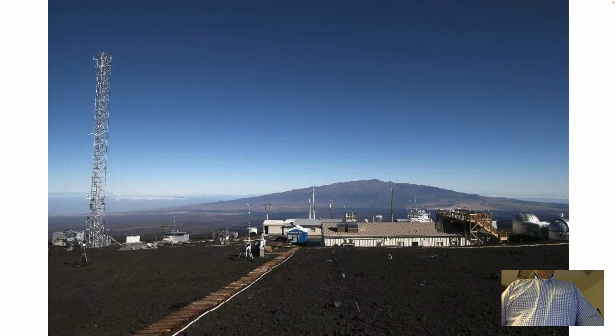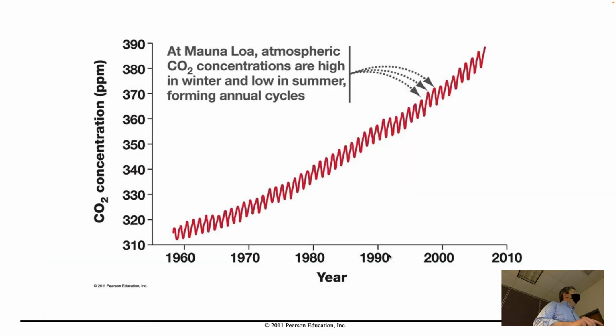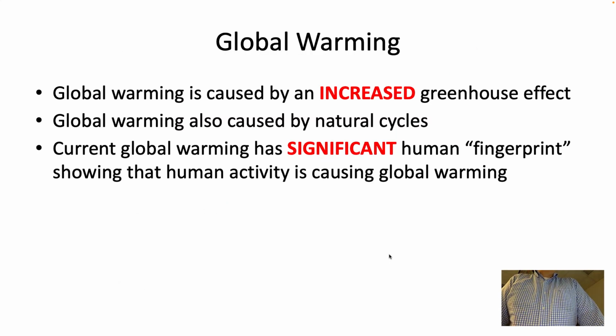So the carbon dioxide being observed there is kind of an average of the carbon dioxide over the surface of the planet. And what they found was from the late 1950s onward that carbon dioxide level was increasing. At that point in time, it was around 310 parts per million, up to 390, and now to over 410 parts per million. And that has led to global warming. So global warming is this increased greenhouse effect, the thicker blanket.